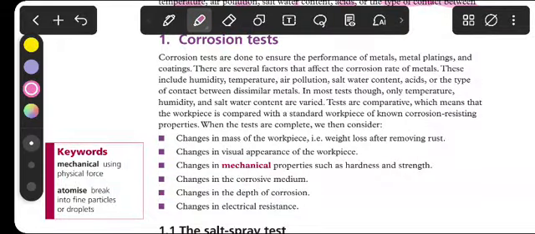They say corrosion tests are done to ensure the performance of metals, metal plating and coating. There are several factors that affect the corrosion rate of metal. This includes humidity, temperature, air pollution, salty water, contact, acid, or the type of contact between dissimilar metals.